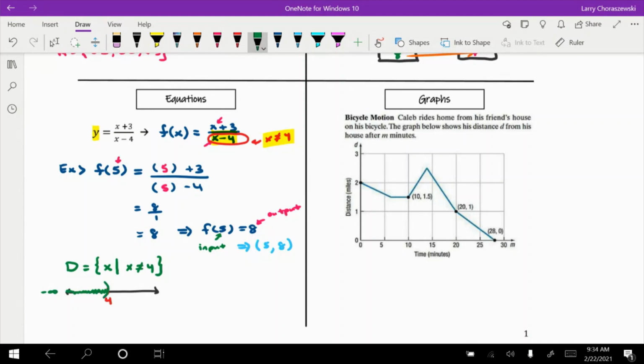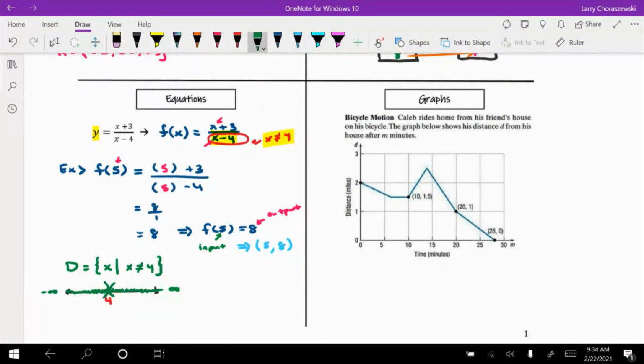And I'm going to use a parenthesis on 4. A bracket would imply that you could use 4. And since 4 is the only number that we can't use in the function, that means any x value that's larger than 4, or to the right of it on the number line, can be used as well. And for similar reasons, I'll put a parenthesis on the 4 pointing towards that shaded part of the number line.